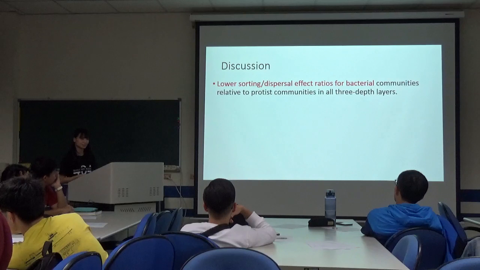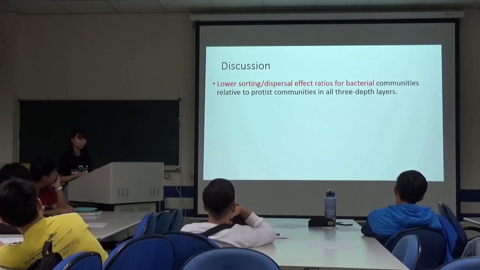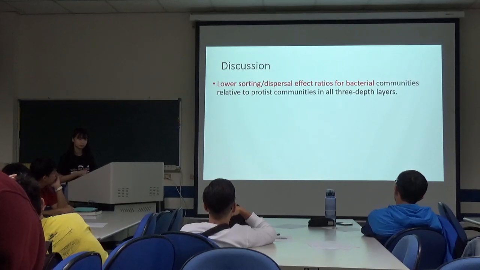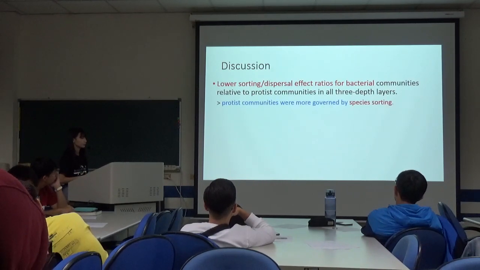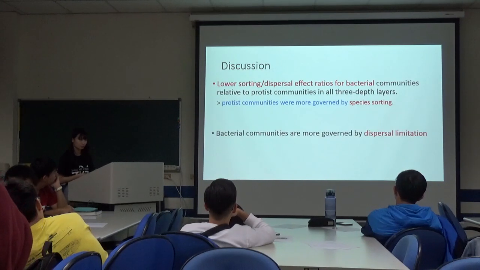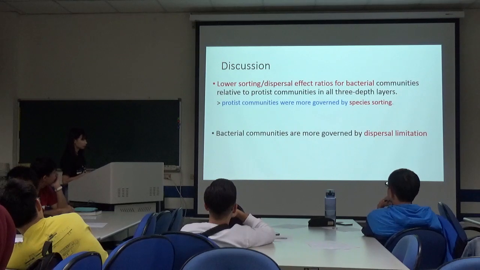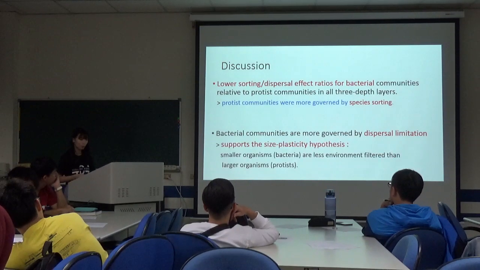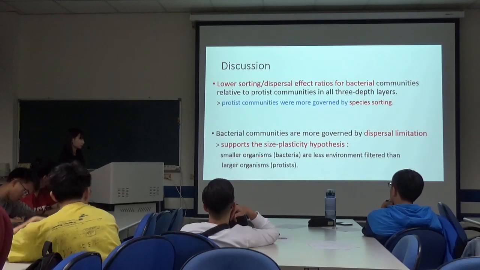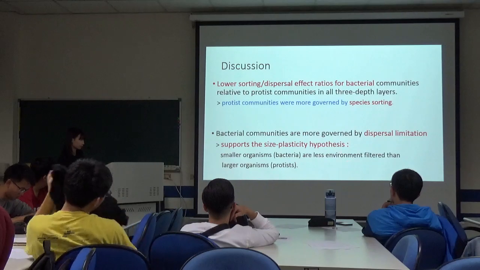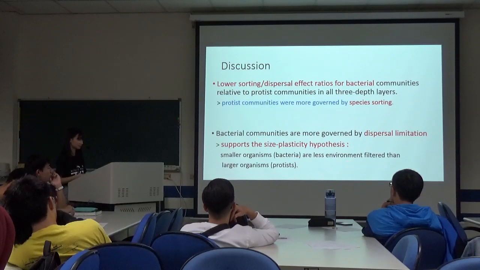So finally, we get to the discussion. We find a lower sorting dispersal effect ratio for bacterial communities relative to protist communities at all three depths. So this means protist communities were more governed by species sorting. And we also find bacterial communities are more governed by dispersal limitation. So this supports the size plasticity hypothesis: smaller organisms are less environmentally filtered than larger organisms.